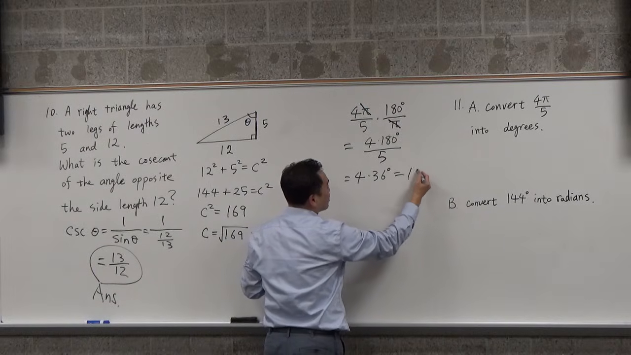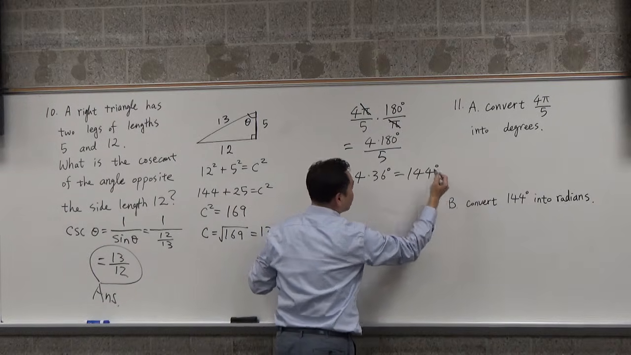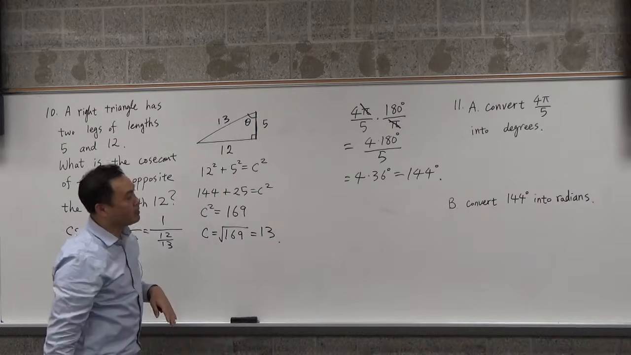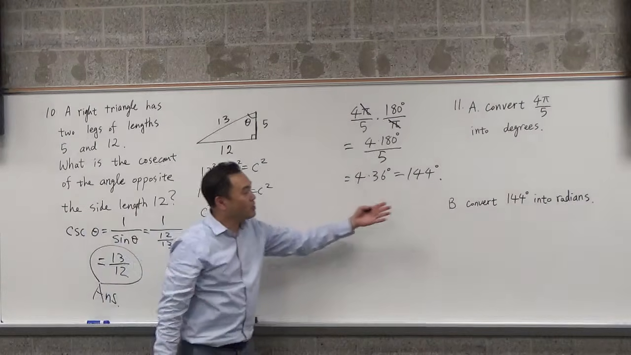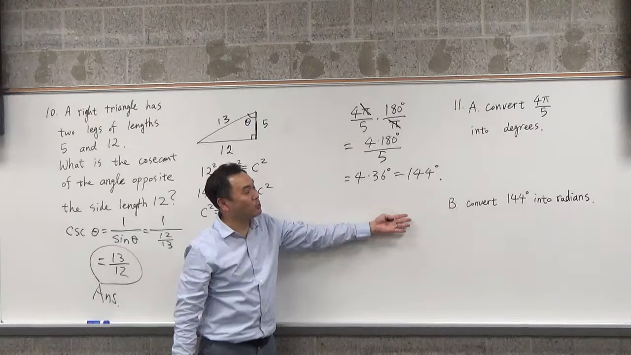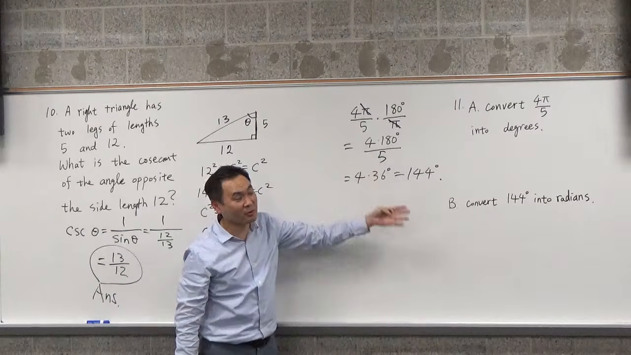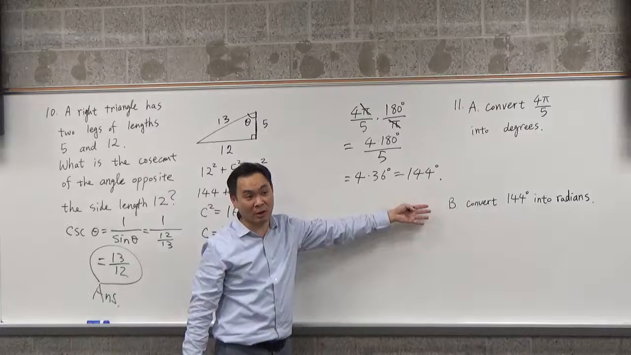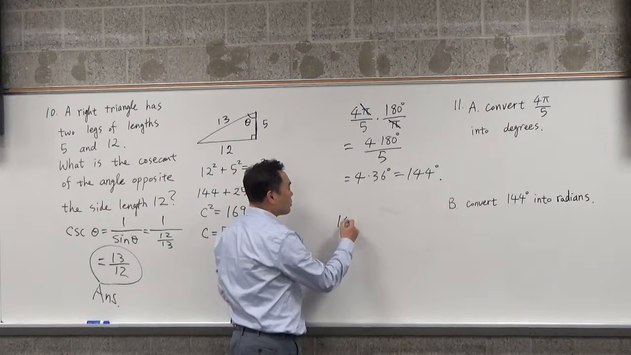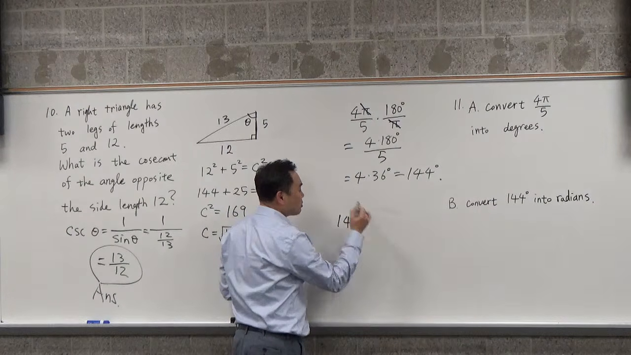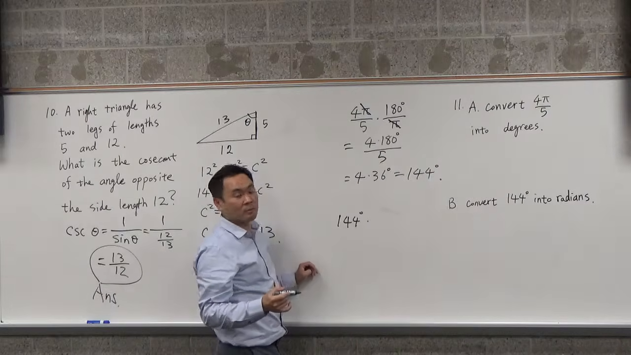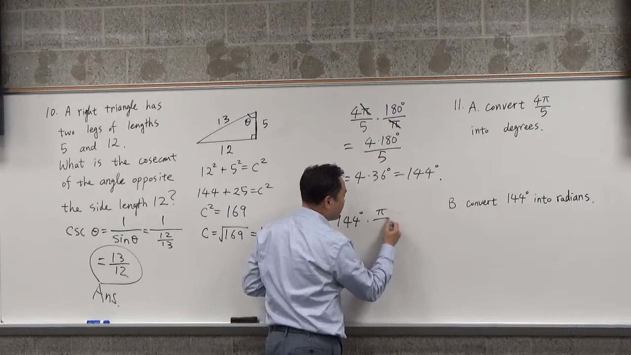So that's going to be 144 degrees. Okay. Now for the next question, it says convert 144 degrees into radians, which we already know the answer for, but nonetheless, let's try to see how that one works. To go from 144 degrees to radians, what do we multiply? Pi over 180.